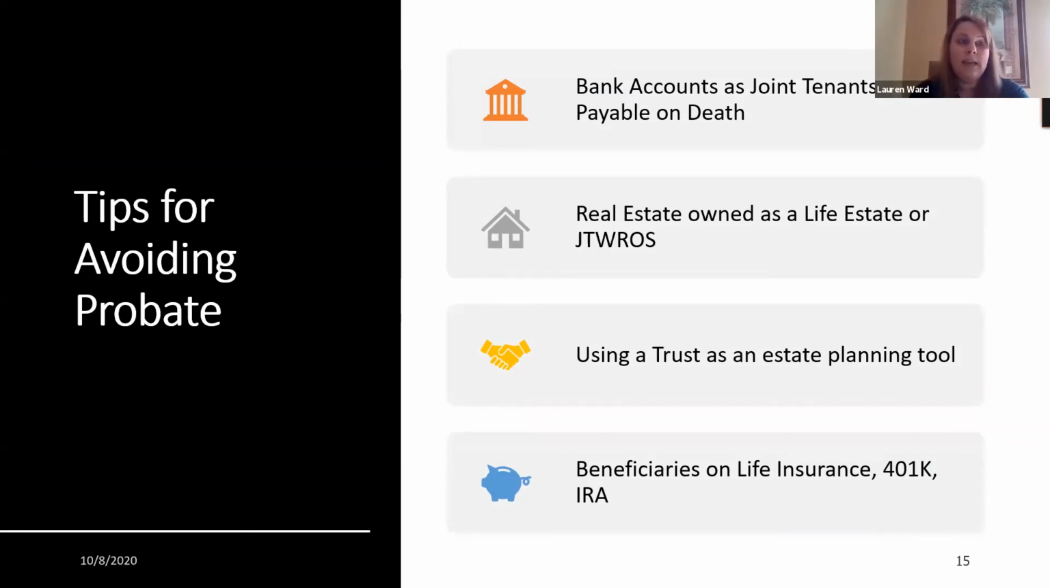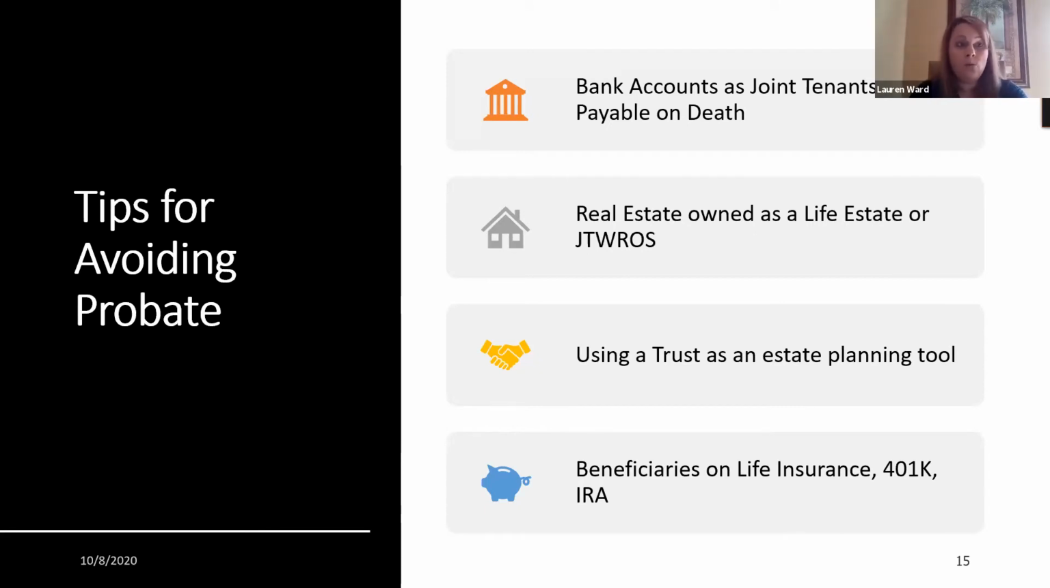Or you can make bank accounts payable on death, so that way your family member or friend or whoever you leave your assets to submits the death certificate to the bank, and they'll automatically give you a check or roll your account over. Real estate is one of the biggest things that go through probate. There's a few ways to keep it out of probate. Joint tenants with right of survivorship for spouses.